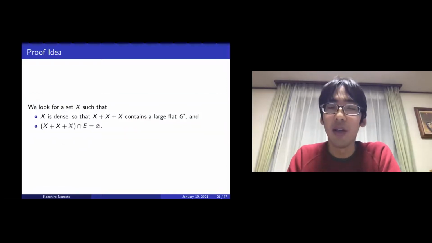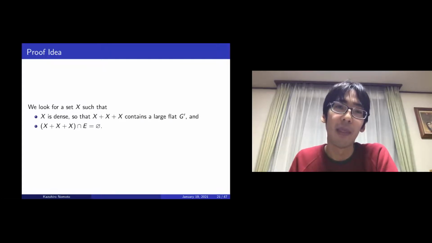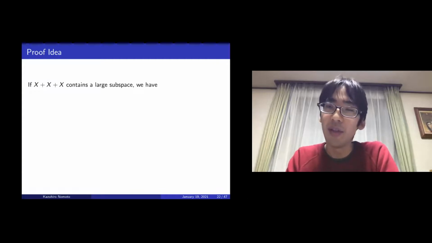This gives us a proof strategy. So what we end up doing in our proof is that we look for a set X which has the following two conditions. So the first condition we want is that we want X to be dense so that we can apply Green's regularity, well, a consequence of Green's regularity. And we also want this set X plus X plus X to be disjoint from E. So we are looking for a set with these two conditions. And the reason is as follows.